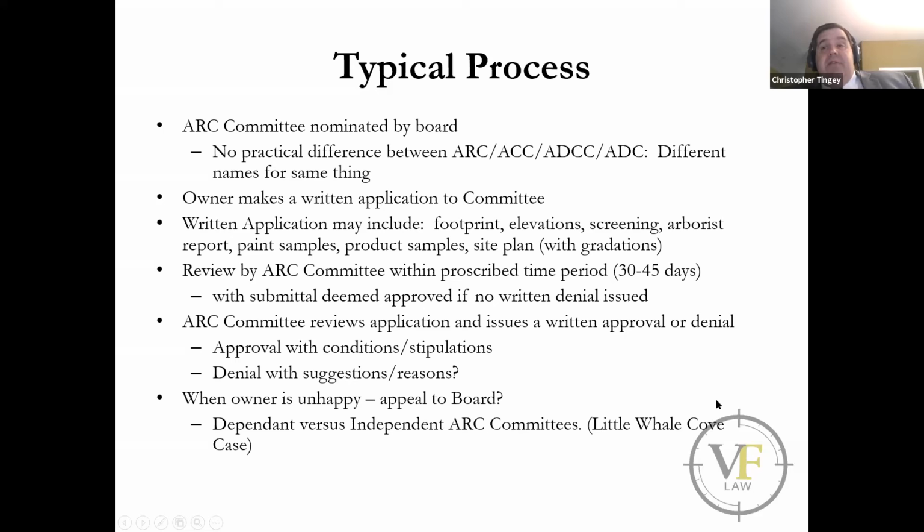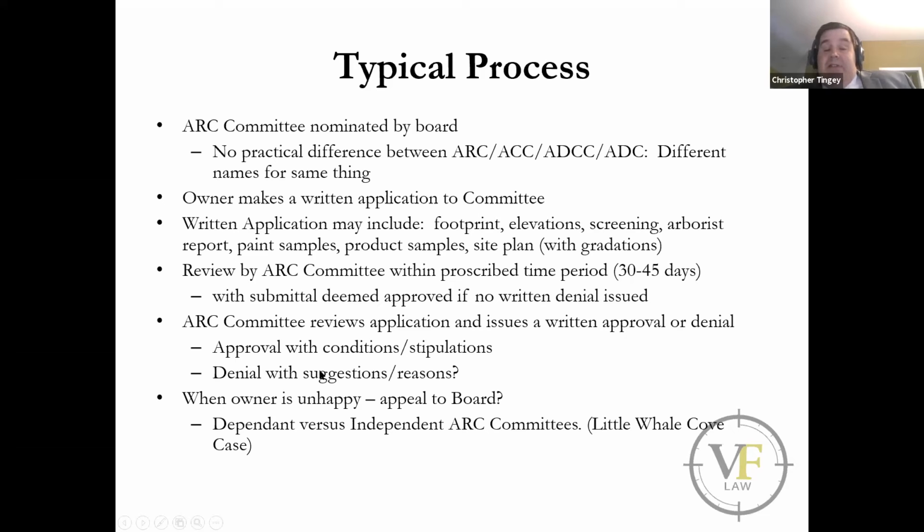Now, this is only applicable if you have an ARC that is not the board. The board is not acting as the ARC because you're not going to be able to appeal it. But if you have an independent ARC, then I allow appeals to the board.